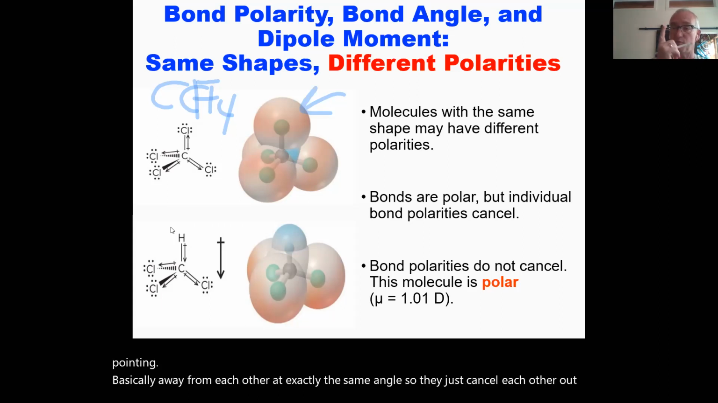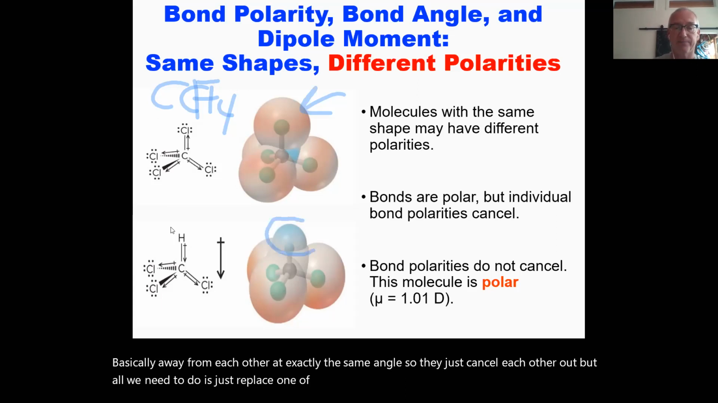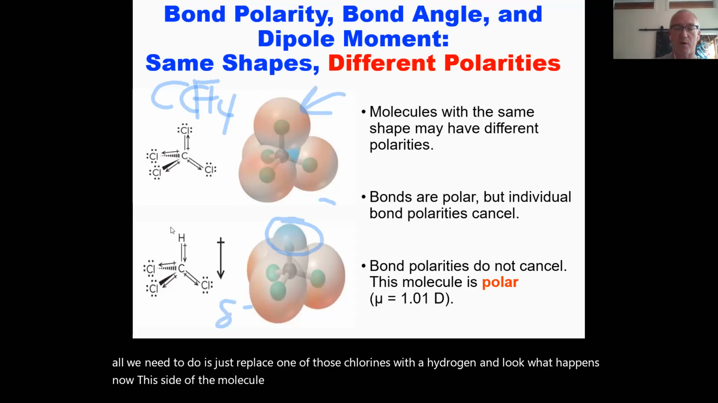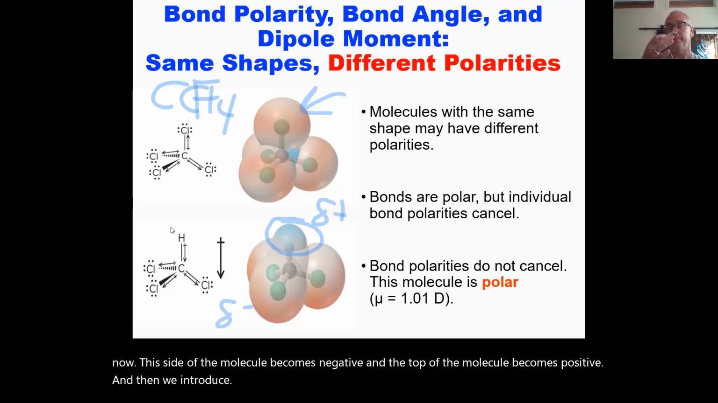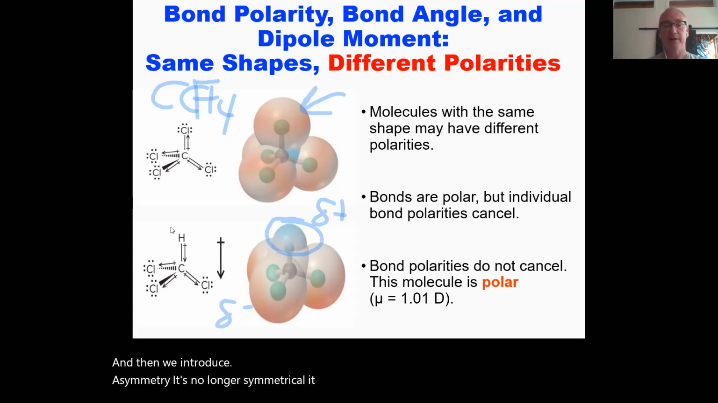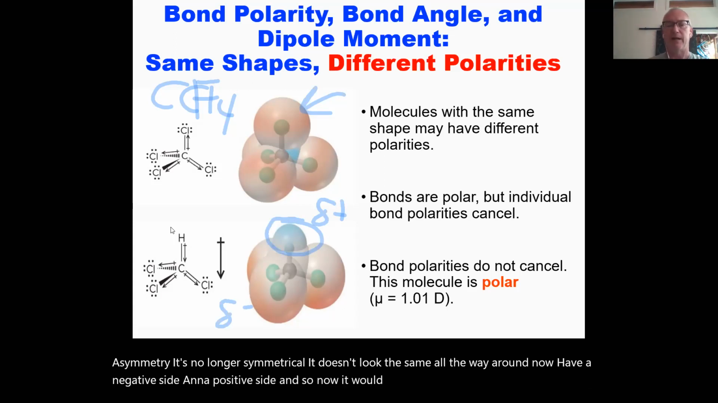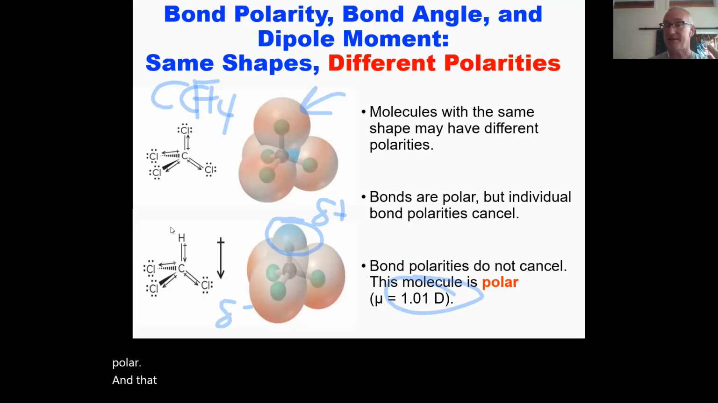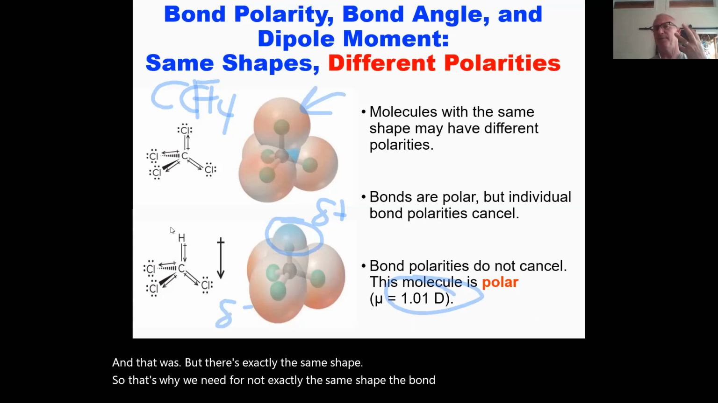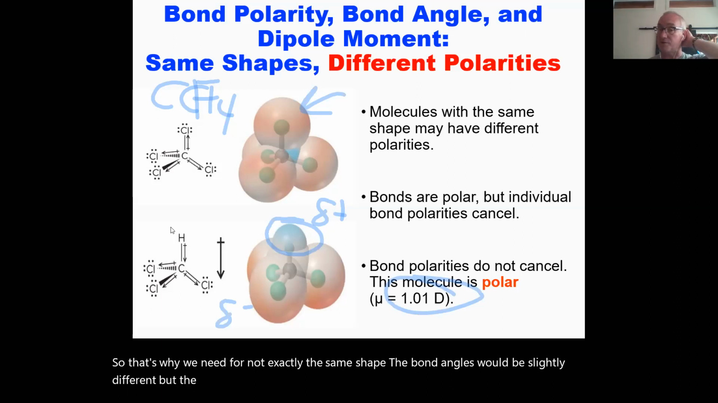But all we need to do is replace one of those chlorines with a hydrogen, and look what happens. Now this side of the molecule becomes negative, and the top of the molecule becomes positive. And then we introduce asymmetry. It's no longer symmetrical. It doesn't look the same all the way around. Now I have a negative side and a positive side, and so it would orient itself in an electric field, and this is polar. But they're exactly the same shape. Well, not exactly the same shape. The bond angles would be slightly different, but the overall shape would be pretty much the same.